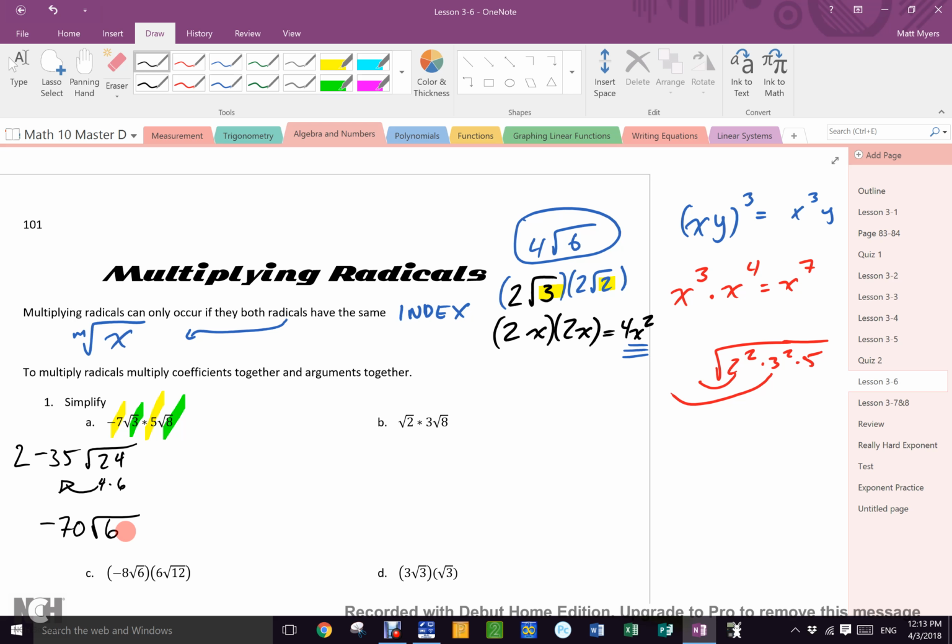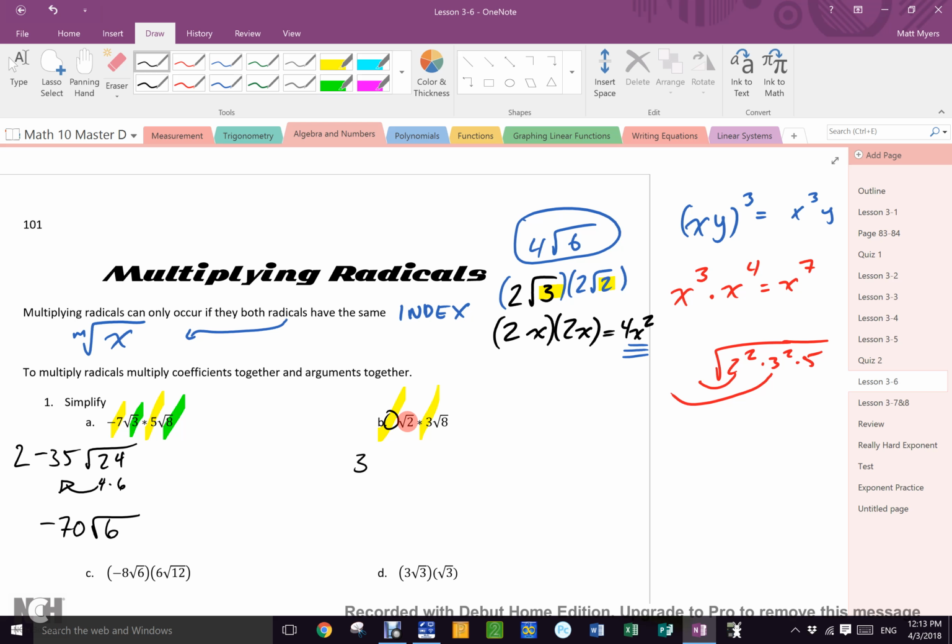Complicated? Multiply, simplify. Complicated? I don't think so. What are you going to do with B? What's the number out in front that we don't write? 1. So what do I do with that and 3? Multiply. So what's 1 times 3? 3. What do I do under the radical sign? Multiply. What's 2 times 8? 16. Would I leave it that way?